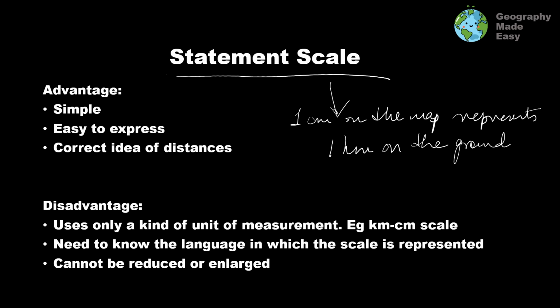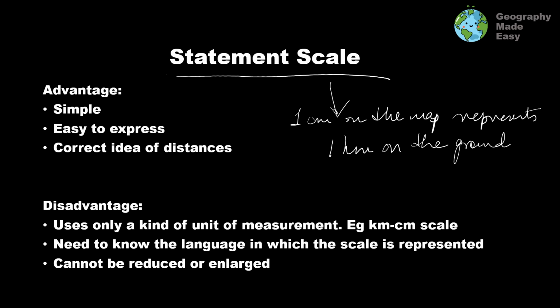Now, what are the advantages of the statement scale? As you can see, very simply, I am stating that 1 centimeter on the map represents 1 kilometer on the ground. So, it is very simple. It is easy to express. We have been able to express it in simple language. Any person can understand what the scale means, and it gives you the correct idea of distances, because it is mentioning that 1 centimeter is representing 1 kilometer. So it is very directly giving you the correct idea. There are no numbers or any kind of hidden meaning in the scale which needs extra skill of interpretation.